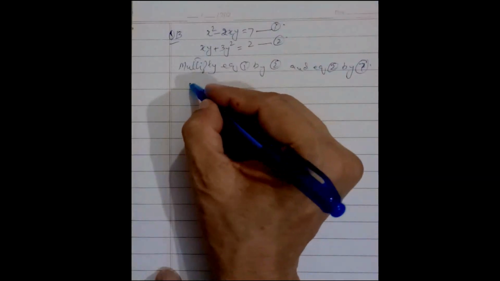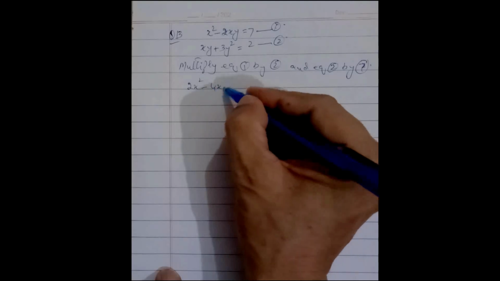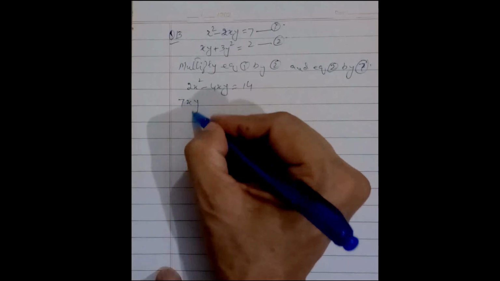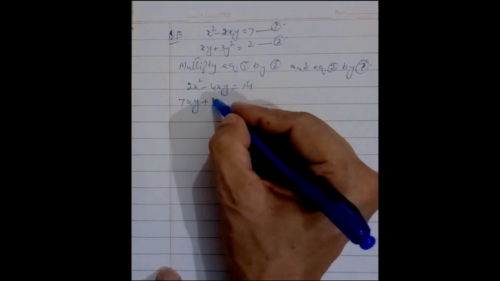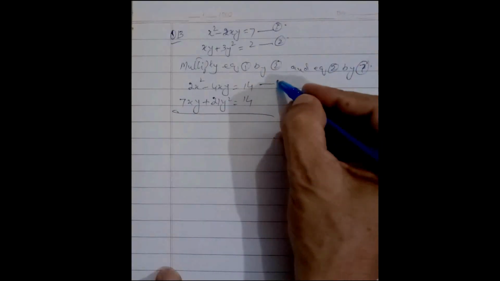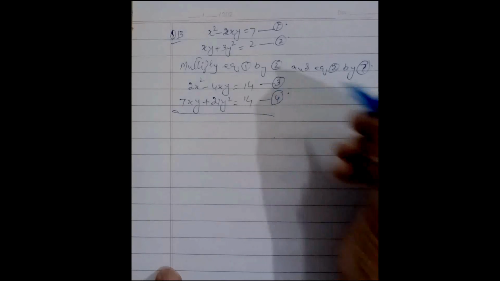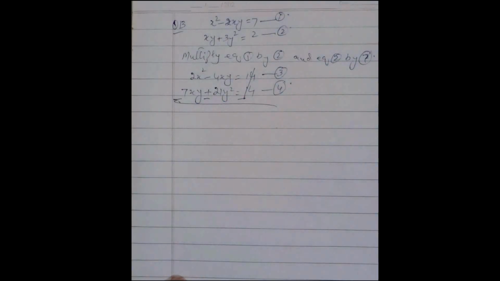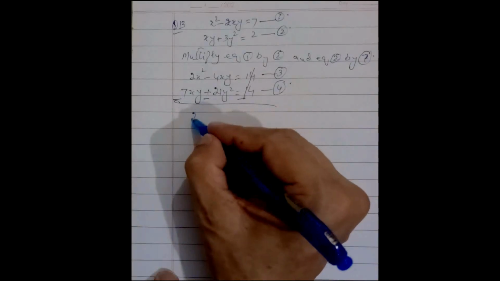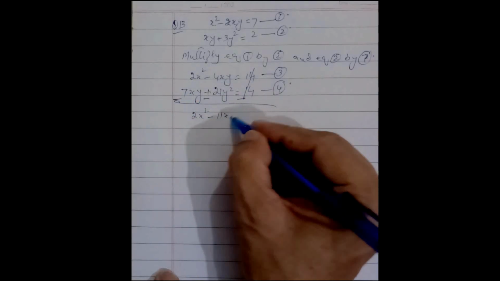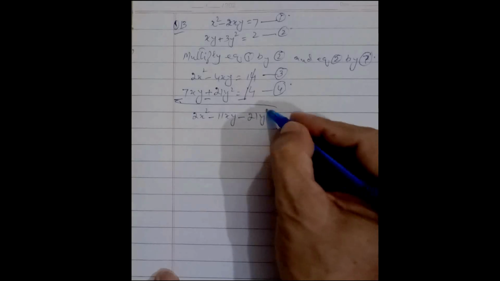We get 2x square minus 4xy is equal to 14, and the other is 7xy plus 21y square is equal to 14. It is equation 3 and it is equation 4. Now we subtract these two equations, 3 and 4, cancel minus and minus. So these values cancel each other, and the remaining value we get is 2x square minus 4xy minus 7xy. We get minus 11xy and minus 21y square is equal to 0.